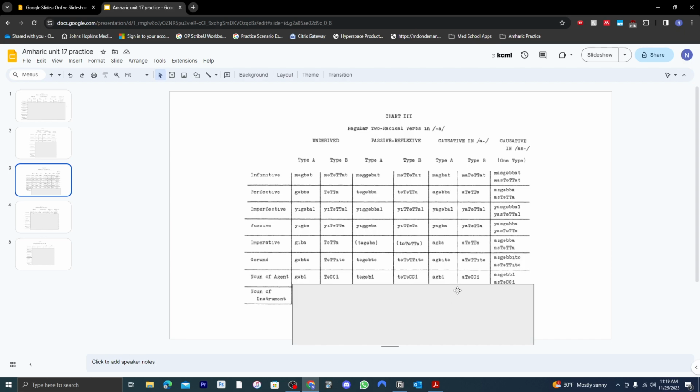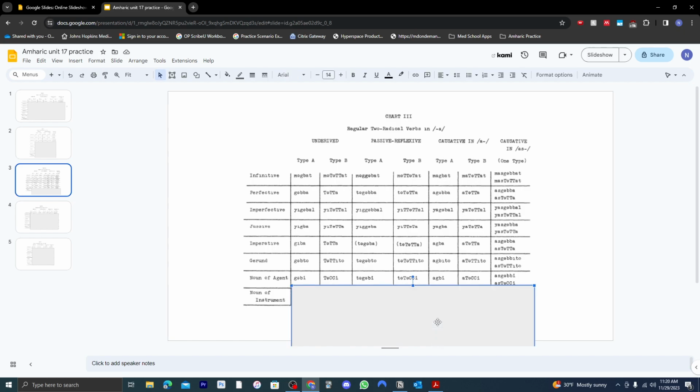Okay, so noun of instrument. So those are based off of the infinitive. I think it should be the infinitives with CH at the end and A. So megbacha, metetacha, meggebacha, metetacha, magbacha, matetacha, maskebacha, mastetacha. Hopefully.